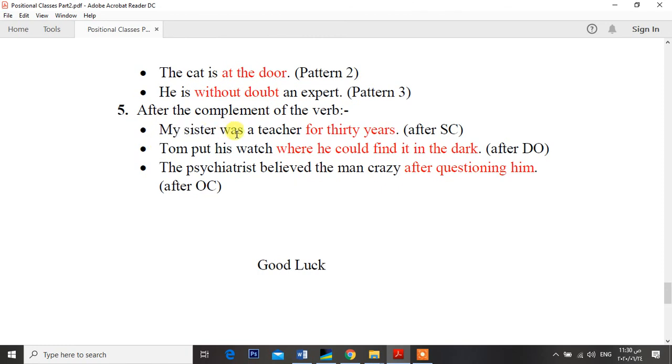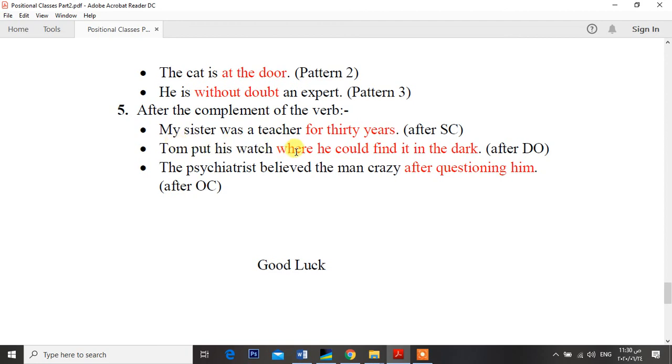The last one, my sister was a teacher for 30 years. This is after the subjective complement, which is teacher. My sister was a teacher. Teacher is the subjective complement, and for 30 years comes after the subjective complement.